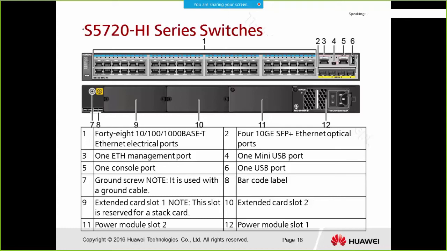The latest version of S57 is this type, S5720HI. For this switch, there's no big difference, but it can support the AC function, the access controller function. So we don't need to buy an access controller to control APs. Using this switch can help us manage and control our APs.